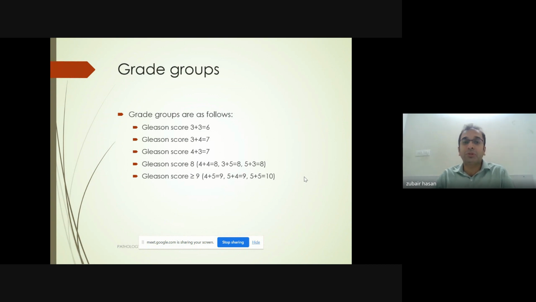Score 3 plus 3 is equal to 6, 3 plus 4, 7, 4 plus 3, 7. Then you have a score 8, which is 4 plus 4 is equal to 8, or 3 plus 5, or 5 plus 3. And score greater than or equal to 9 is the 5th category: 4 plus 5, 5 plus 4, 5 plus 5 is equal to 10. That's the 5th category.